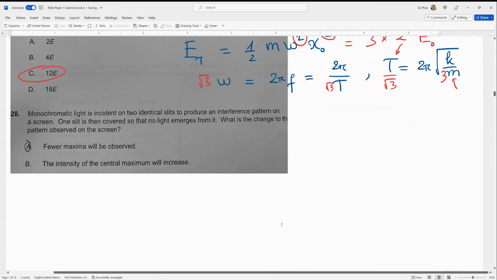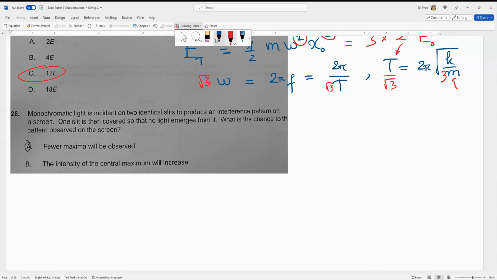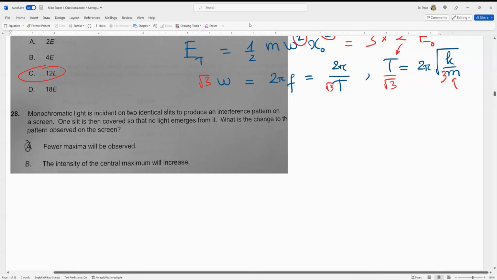28. Monochromatic light is incident on an identical slit to produce an interference pattern on a screen. One slit is then covered so that no light emerges from it. What is the change to the pattern observed on the screen? I've seen this question a few years ago, pretty recent. Okay, there is no change in the separation between the slit. The distance between the maxima is the same.